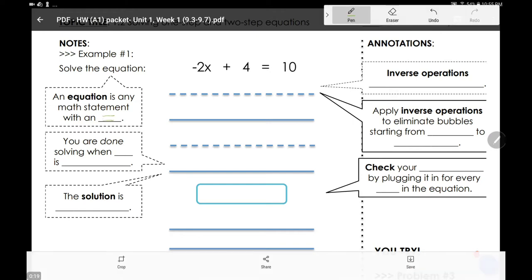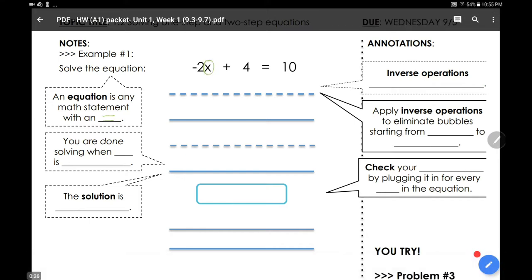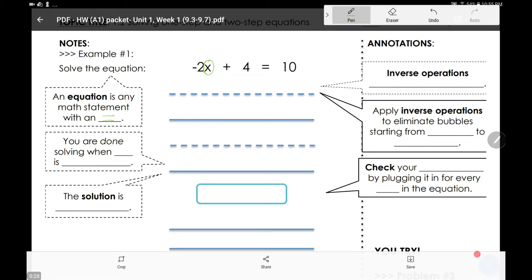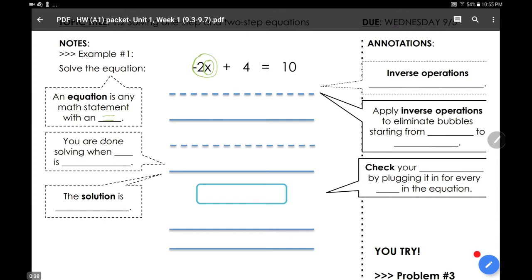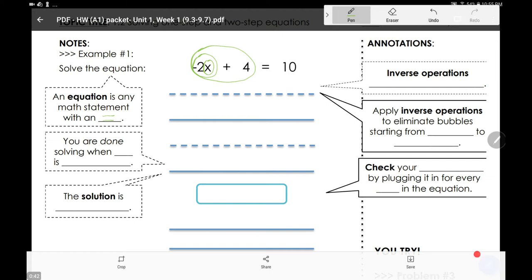In this equation, we need to know what we are solving for. We are solving for the variable x, so I'm going to circle that. Now, what's really helpful, and this is how we're going to teach it to you, is in order to get x by itself, we need to remove all of these other layers around it. So it looks like there's x, then there's -2, and then there's +4, okay, in this equation.